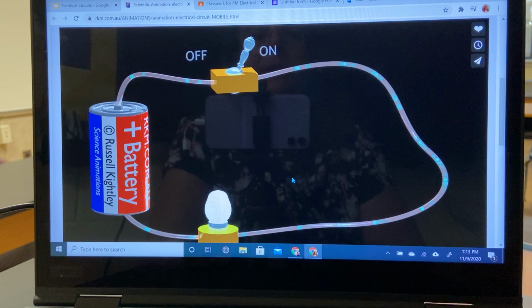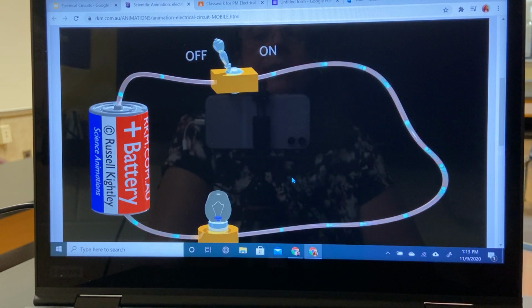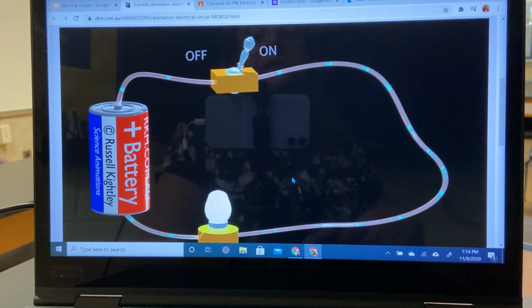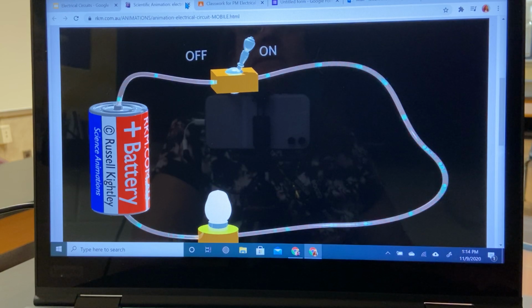So switch on. The electrons are coming out of the battery, going through the lamp to the switch, back into the battery. So that is the flow of electrons. The flow of conventional current is the opposite way. So just keep that in mind as we go through this unit.